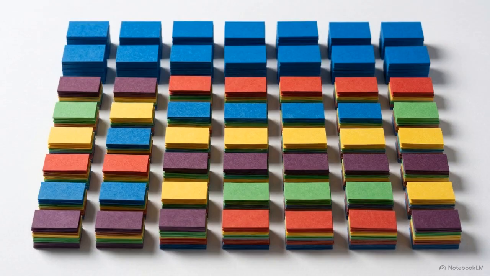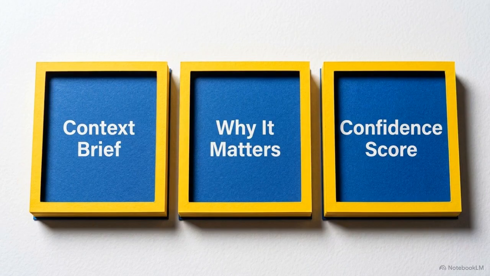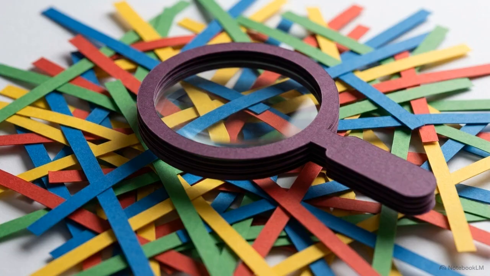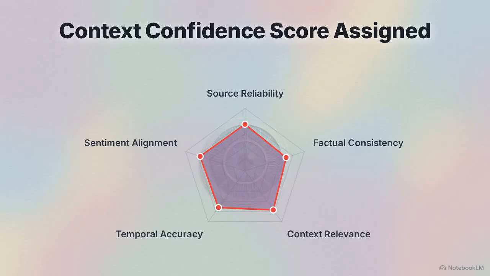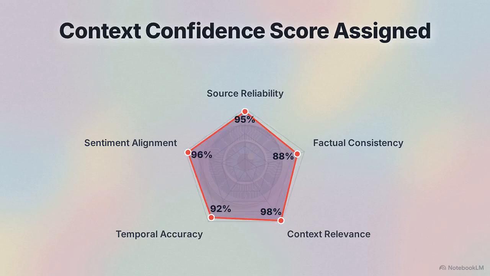This spreadsheet shows the final extracted data, ready for review. The raw chat logs have been transformed into structured rows, organized into columns for the context brief, why it matters, and a confidence score. The depth here goes beyond a simple text summary. The AI evaluated the reliability of its own web research, assigning a confidence score to each row to let you know how certain it is about the context it provided.